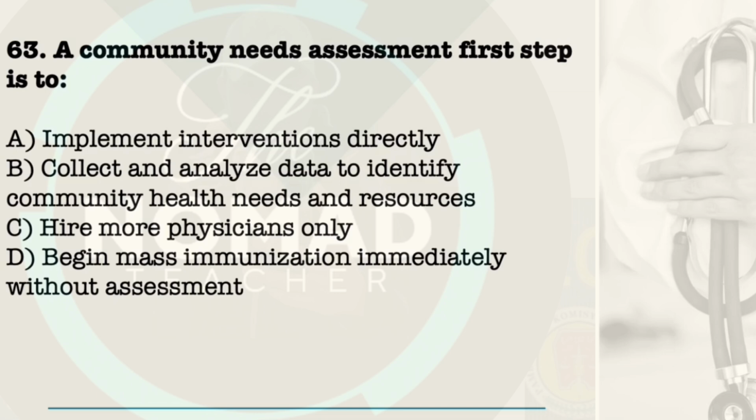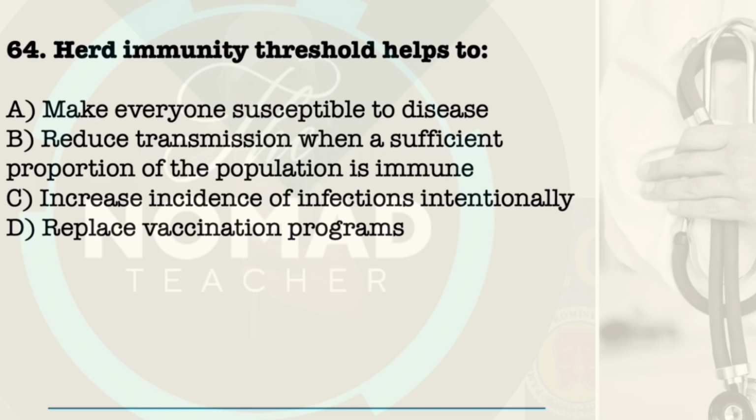64. Herd immunity threshold helps to: A. Make everyone susceptible to disease. B. Reduce transmission when a sufficient proportion of the population is immune. C. Increase incidence of infections intentionally. D. Replace vaccination programs.